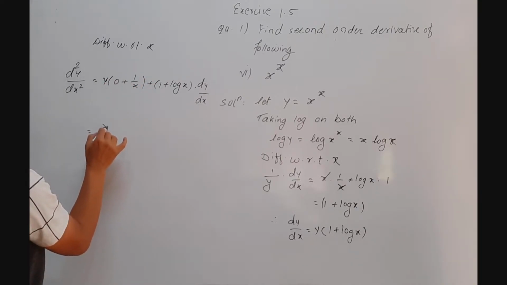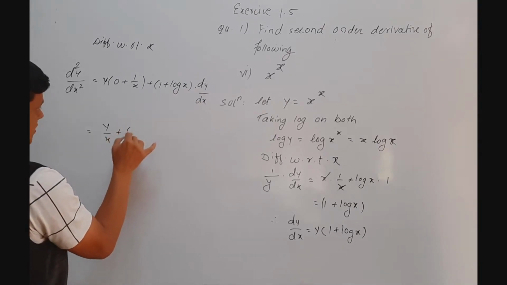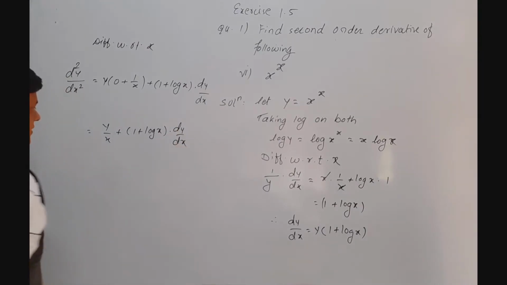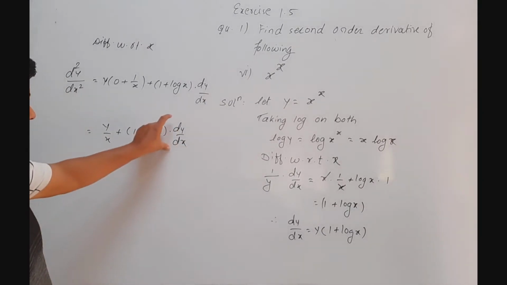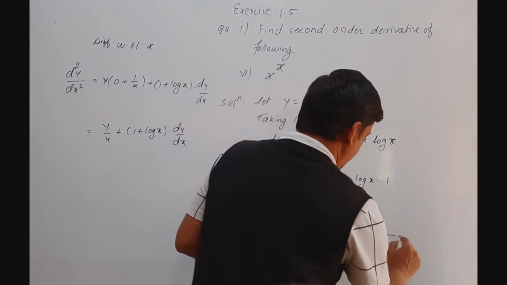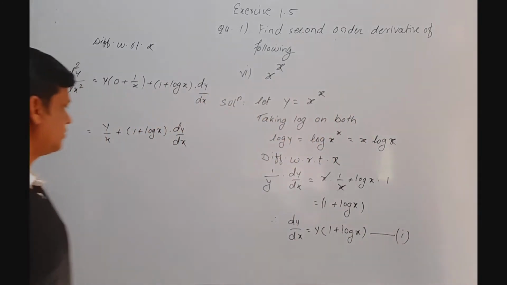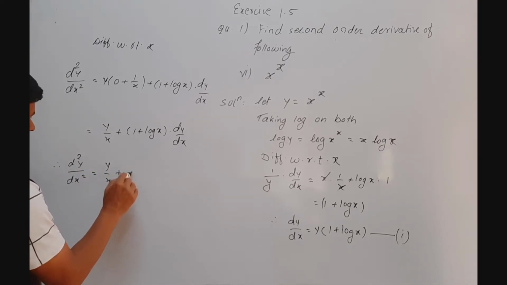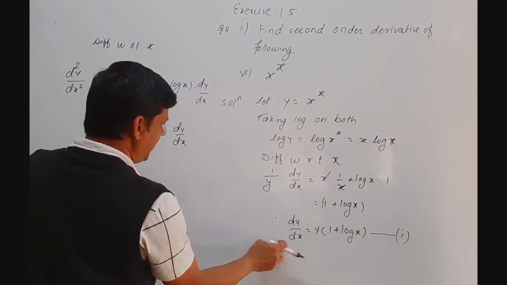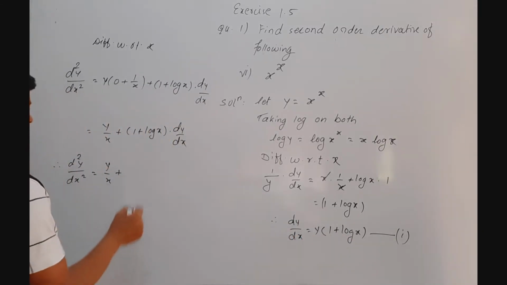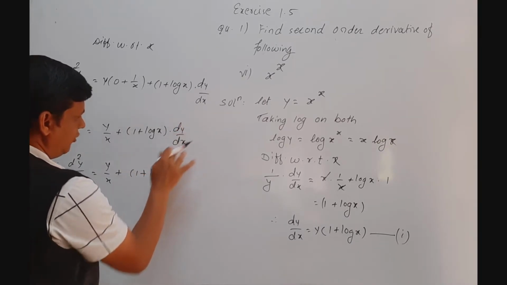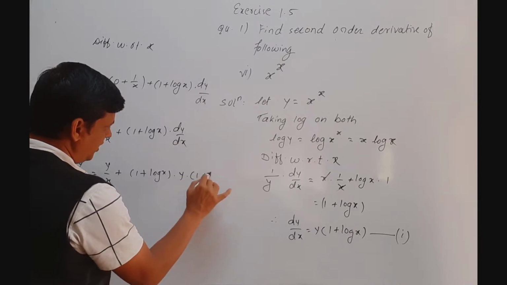So y into 1 by x, that is y by x, plus 1 plus log x into dy by dx. Now we substitute the value of dy by dx from this. So we denote this as equation number 1. Therefore d2y by dx2 is equal to y by x plus, we replace this dy by dx by y into 1 plus log x. So we write 1 plus log x as it is, and the value of this dy by dx is y into 1 plus log x.